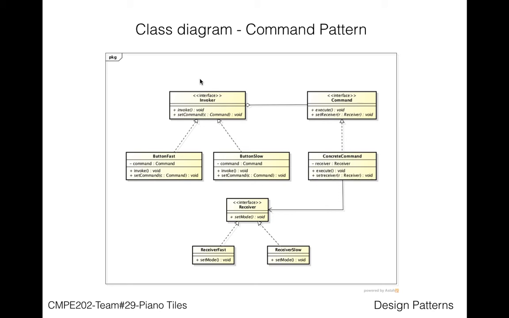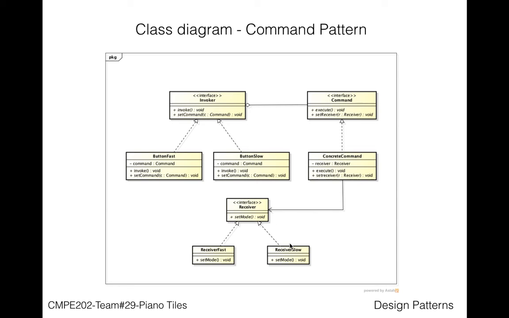So here is the command pattern class diagram. The concrete command defines a binding between the receiver and the action. It implements the execute method by invoking the corresponding operation on the receiver. The button fast and button slow implement the invoker interface and have the reference to the commands. They are responsible for asking the commands to carry out the request.